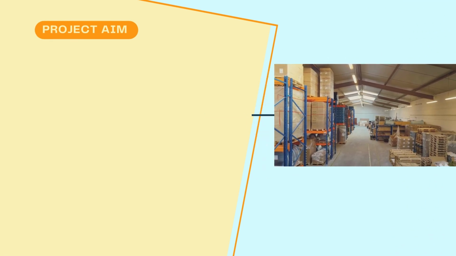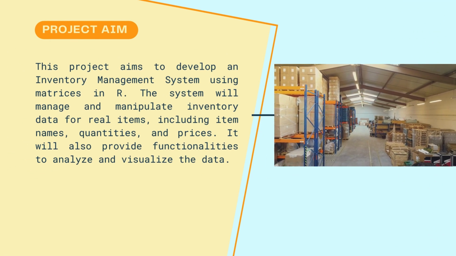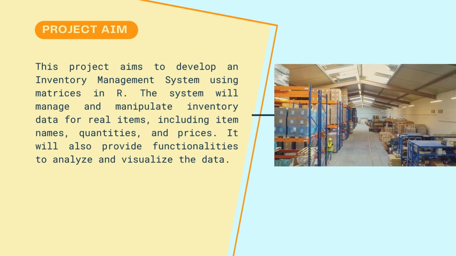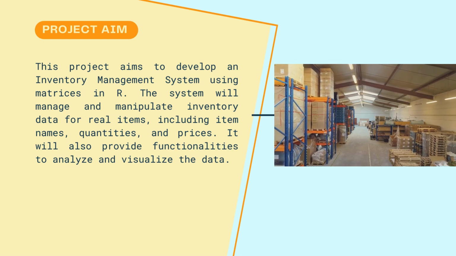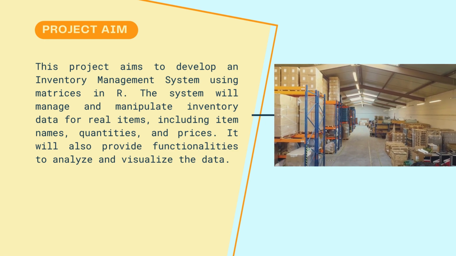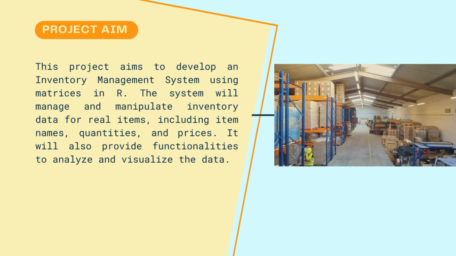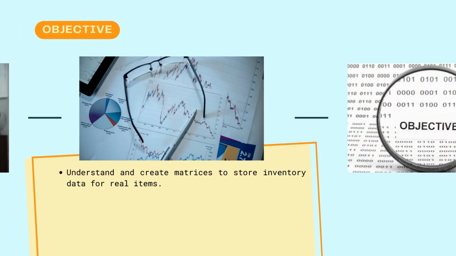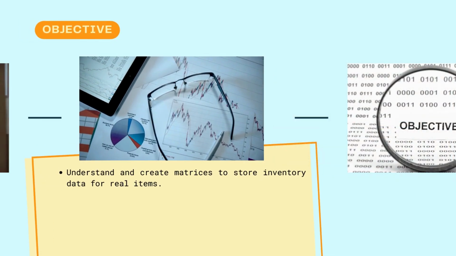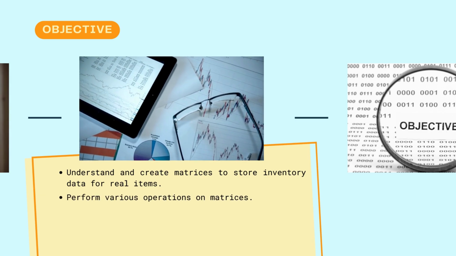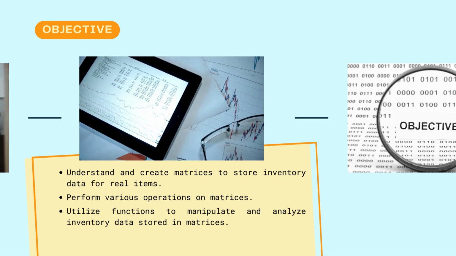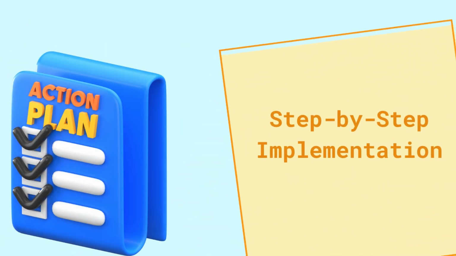Project AIM. This project aims to develop an inventory management system using matrices in R. The system will manage and manipulate inventory data for real items, including item names, quantities, and prices. It will also provide functionalities to analyze and visualize the data. Objectives: understand and create matrices to store inventory data for real items, perform various operations on matrices, utilize functions to manipulate and analyze inventory data stored in matrices, visualize inventory data for better insights, step-by-step implementation.